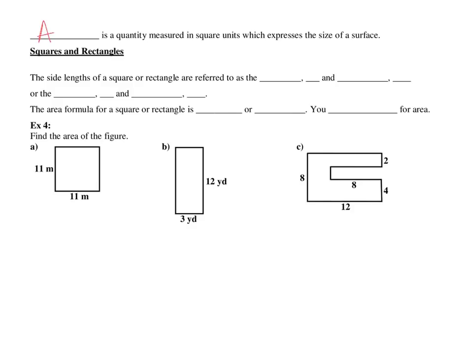Area is a quantity measured in square units, which expresses the size of a surface. Squares and rectangles. The side lengths of a square or rectangle are referred to as the length, which is a cursive L, and the width, or the base and height. So it's your choice how you want to look at it.